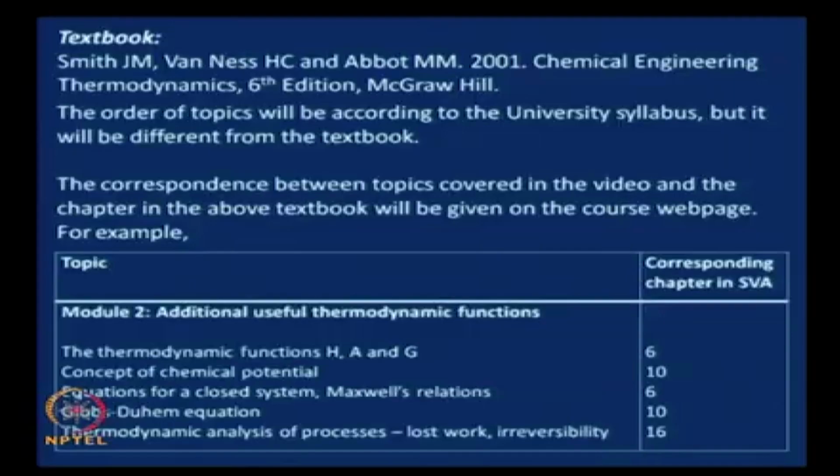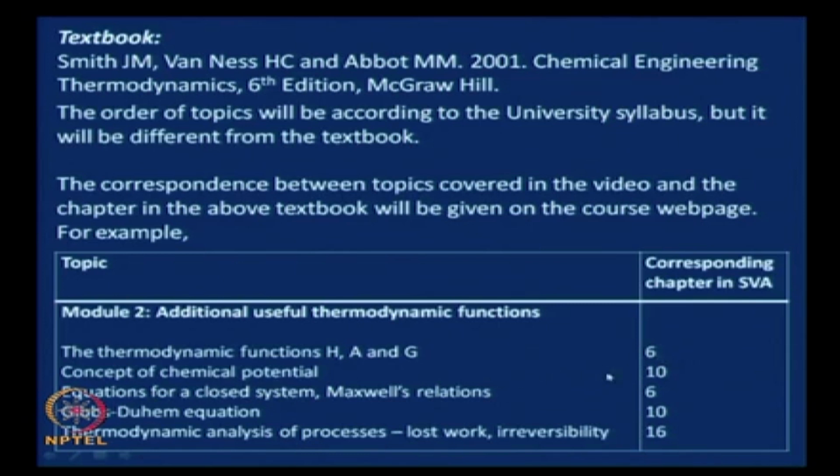For example, if you look at this table, I have given you a typical example here. You have a table covering topic and the corresponding chapter in SVA, which stands for Smith, Van Ness and Abbott. Module 2, additional useful thermodynamic functions. The thermodynamic functions H, A and G will be from chapter 6.